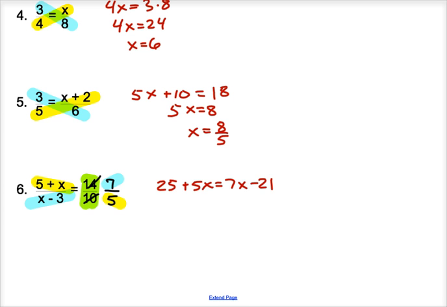I'm going to move all the variables to the right side. So I'm going to subtract 5x. If I subtract 5x on each side, I'm going to get 25 equals 2x minus 21. If I'm getting the variables to the right, I need the constants to the left. So I would add 21 to get my 2x on the right. And if I add 21 on the left, I get 46. Divide each side by 2, and I get 23 equals x.